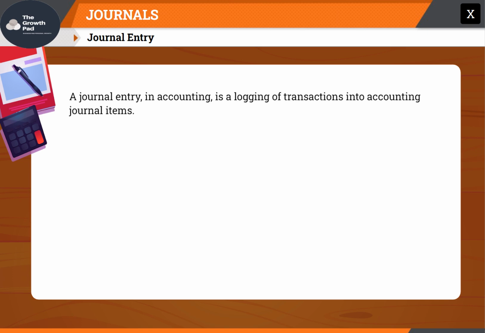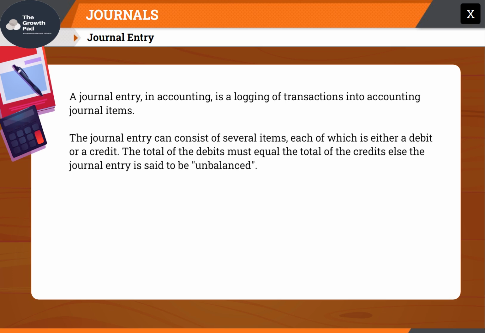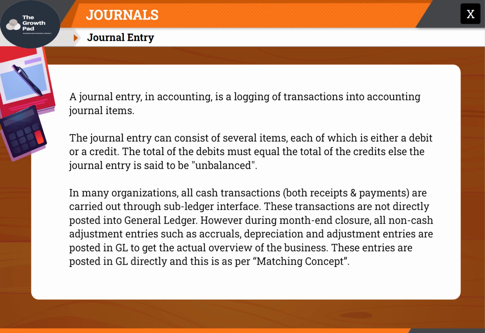A journal entry, in accounting, is a logging of transactions into accounting journal items. The journal entry can consist of several items, each of which is either a debit or a credit. The total of the debits must equal the total of the credits, else the journal entry is said to be unbalanced. In many organizations, all cash transactions, both receipts and payments, are carried out through subledger interface.